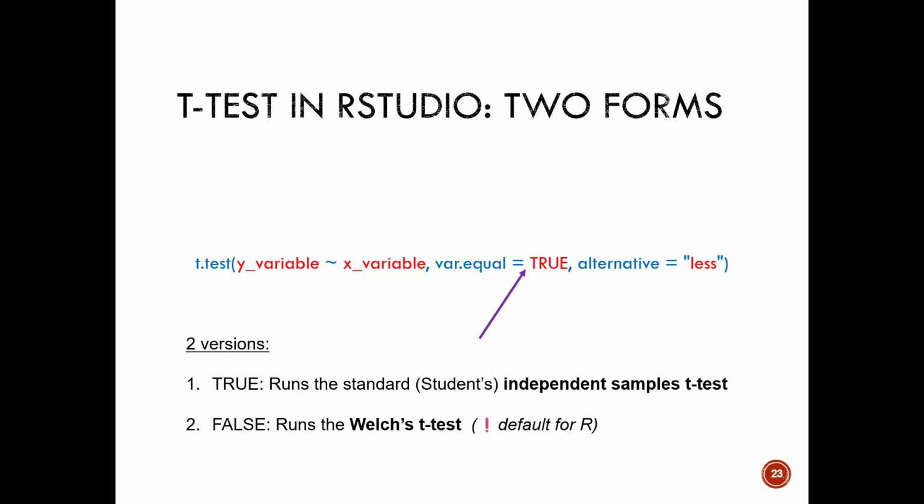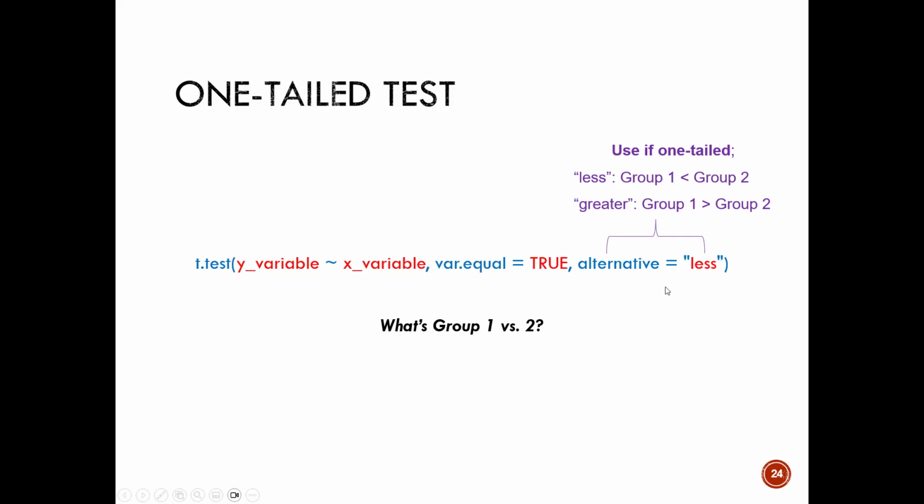Welch's t-test is the version of a t-test that accounts for the fact that the homogeneity of variance assumption is not met. You will call for that by using var.equal equals FALSE. Be careful, because that is actually the default version of the t-test that's run by R. If you do not include a var.equal statement, then R will run this version for you. So be careful, and I would recommend making sure to include a var.equal statement regardless of which version you want to run.